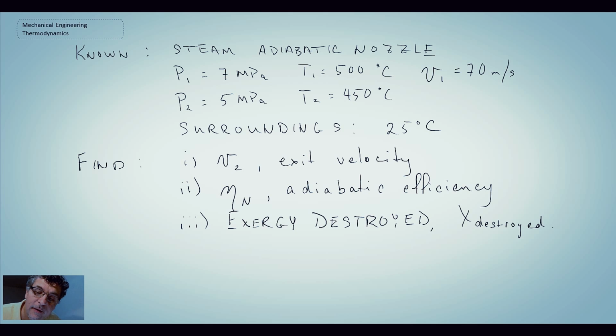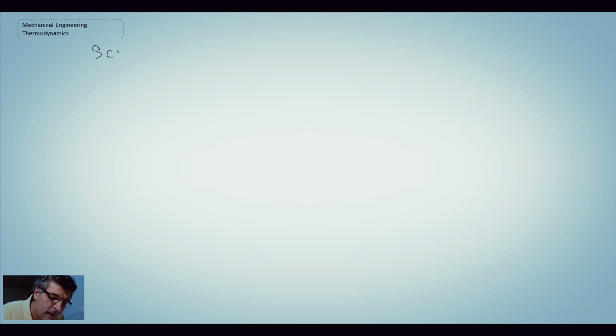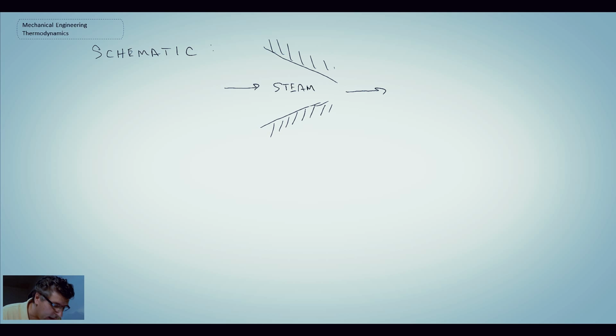Okay, and on the next slide, I'll write out a schematic. It's pretty clear, but I'll do this anyway. So we have something that looks like this, a nozzle. Remember, it's taking a high pressure fluid and accelerating it. This is a very crude nozzle, but that's what we can write it to look like. We have our inlet state, exit state, and steam coming through. Inlet conditions: 7 MPa, 500 degrees C, and 70 meters per second. And exit conditions: 5 MPa and 450 degrees C.